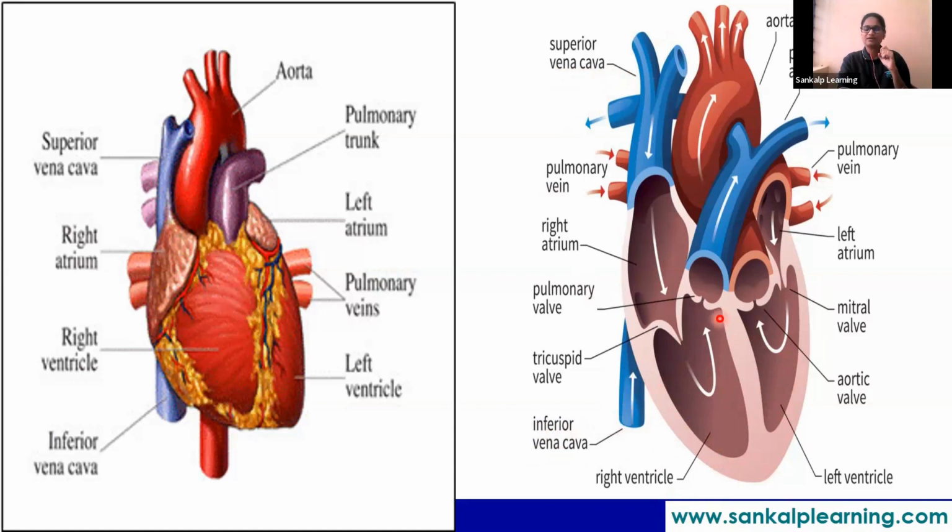What are these, if you ask? Superior means the blood vessel or the structure which brings the blood from the upper part of the body to the heart. Inferior vena cava means it brings the blood from the lower part of the body to the heart. Understood, all of you? Yes, ma'am. We have this aorta.